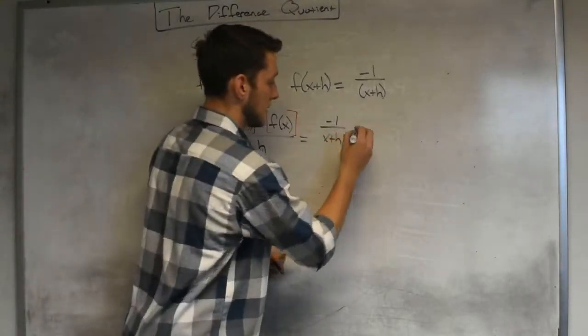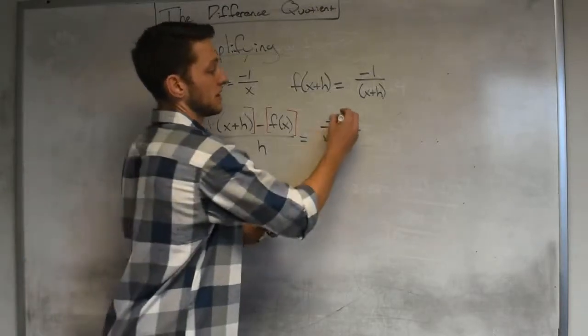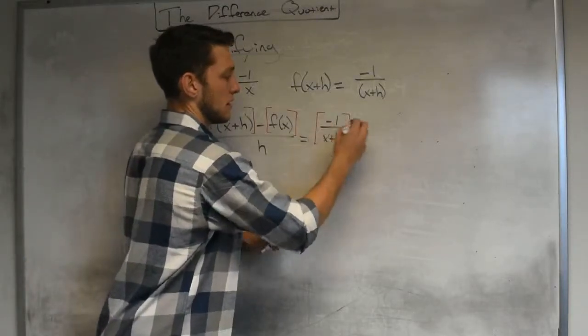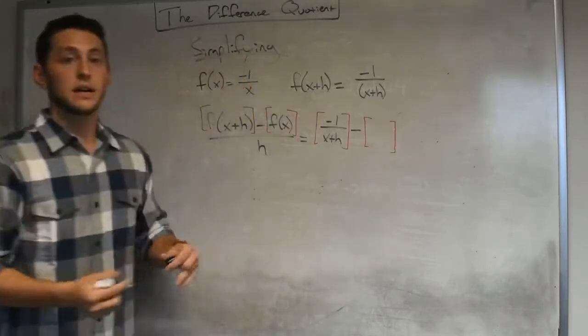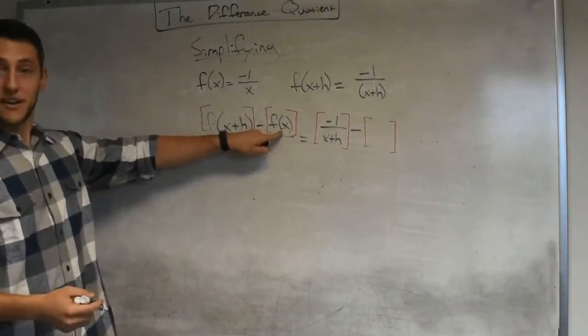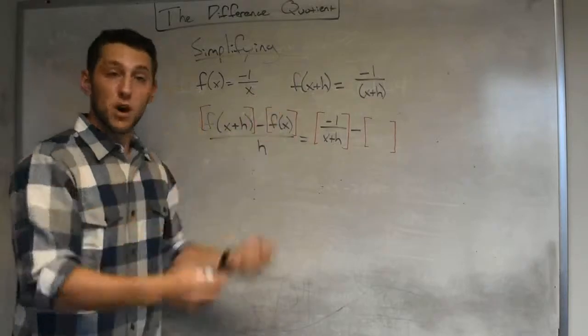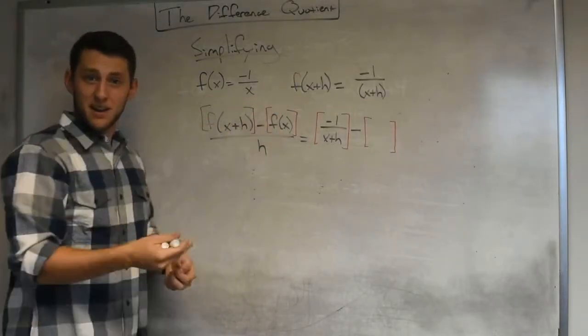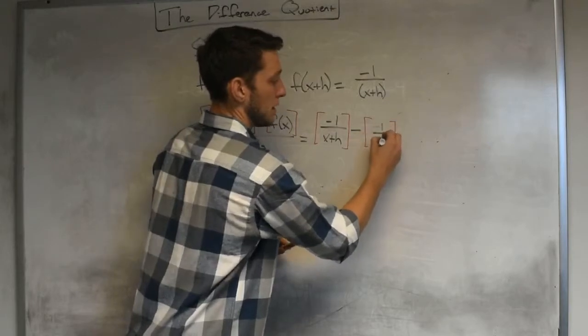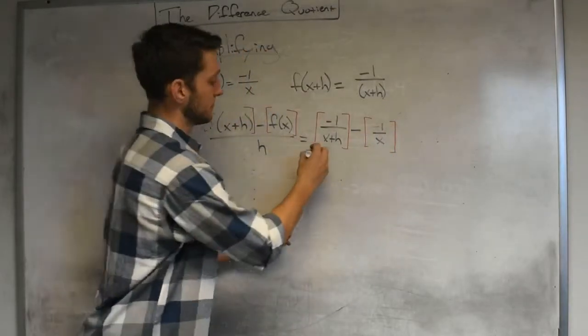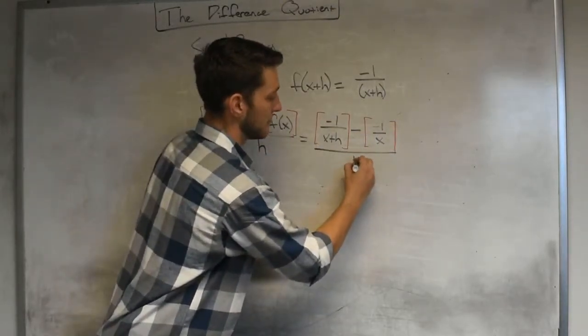Minus the entire function. I'll go ahead and keep up with my parentheses here, just to show you I'm really just kind of substituting in. Minus the entire function f of x. Well, all that is this guy right here. Go ahead and just plug it in. Minus 1 over x. All divided by h.